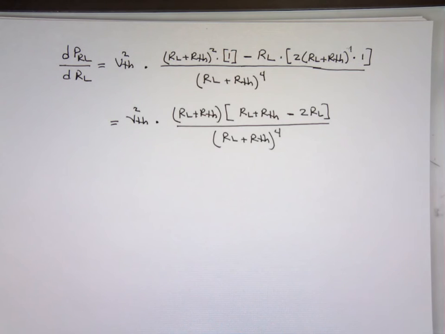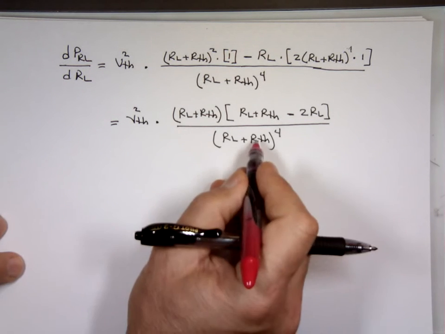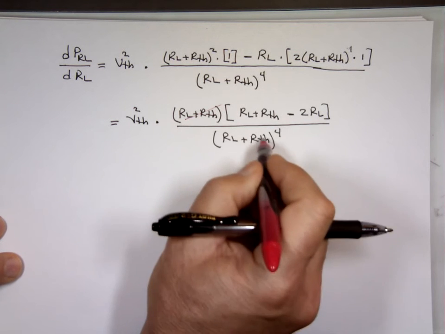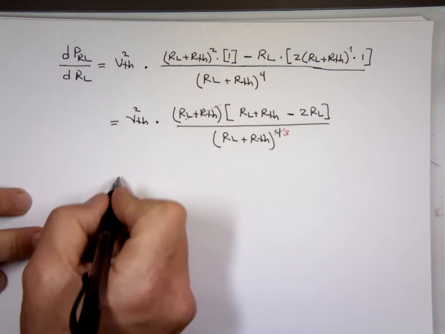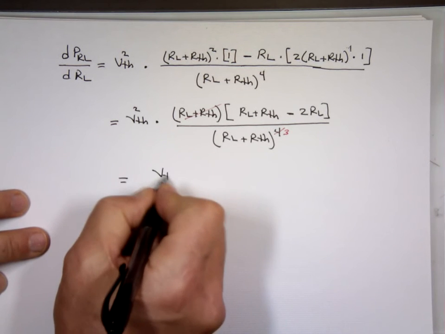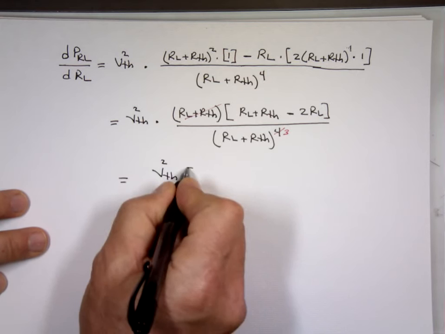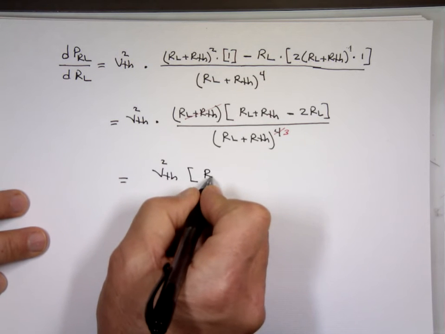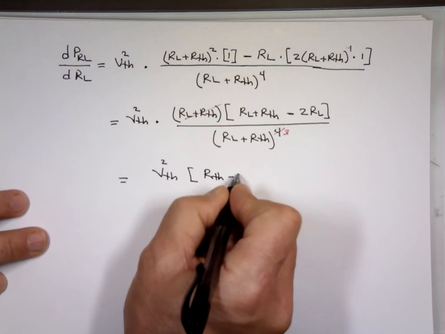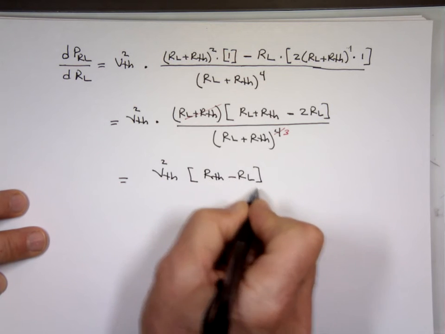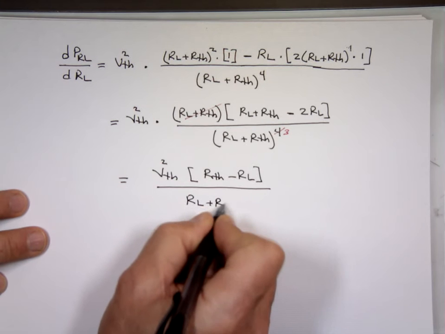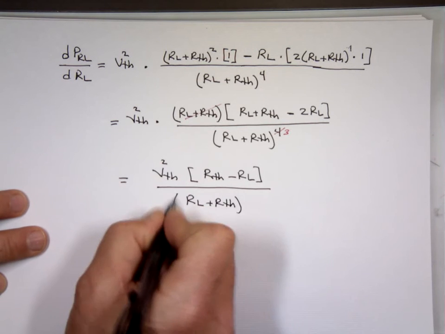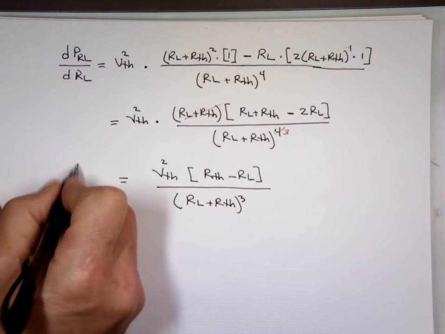Now, this can cancel one of these. There's 4 of them in the bottom, 1 on the top. This will cancel one of these, making it 3. So the derivative of that is V Thevenin squared times (R Thevenin minus R sub L) over (R sub L plus R Thevenin) cubed. That's the derivative.